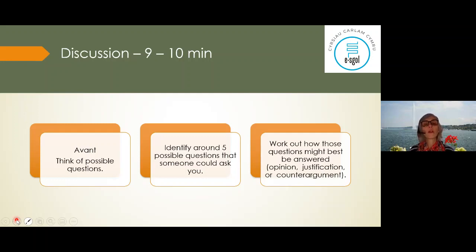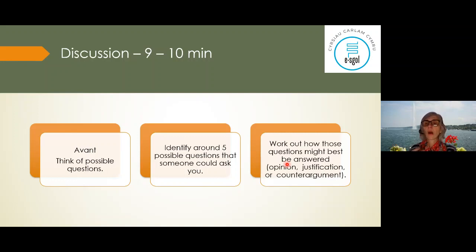Think about it. Some are really easy, and I will give you some examples in a few seconds. But think of them, read your work and think, okay, what would I ask myself? If you record yourself on your phone, it's easier. You listen to that and you write questions while you're listening to yourself. Identify around 5 possible questions, because that will be 2/3 of that time, okay?